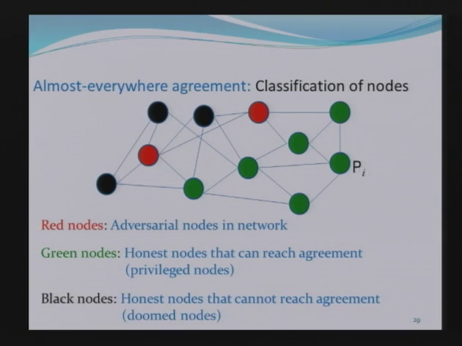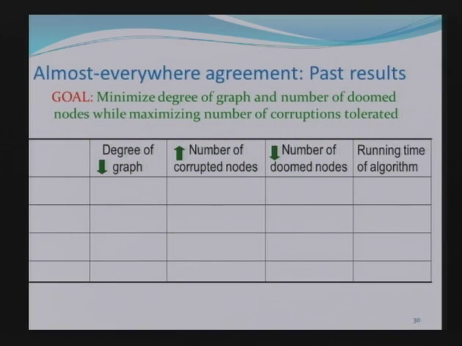Okay? And then we may have some black nodes in the network. These are honest nodes for which we don't know, because of their poor connectivity, they're in a bad neighborhood. We don't know whether they'll reach agreement or not. We may not be able to ensure that they reach agreement. So the goal is fairly clear over here in this setting. We want to minimize the degree of the graph. So as sparse a network as possible, we want to construct on which we can have Byzantine agreement protocols.